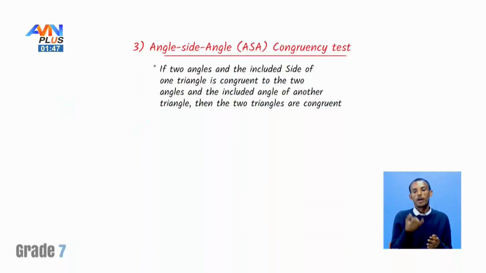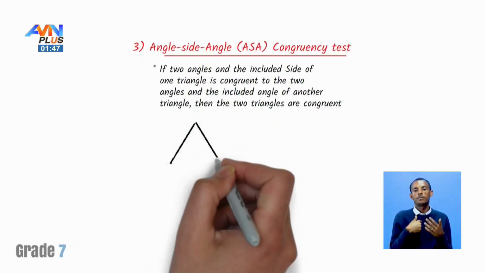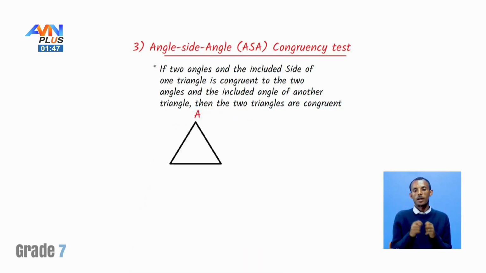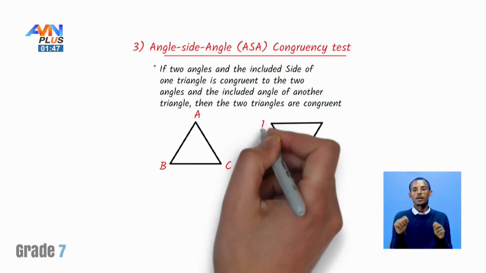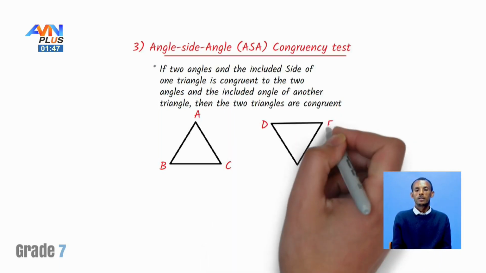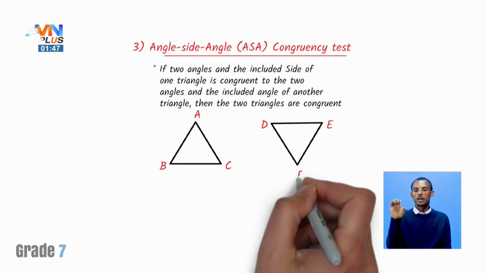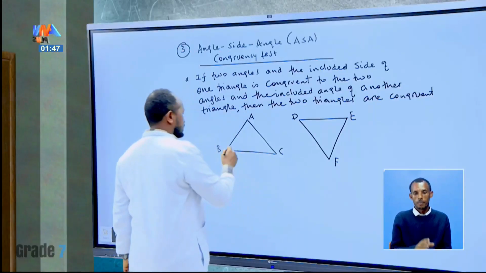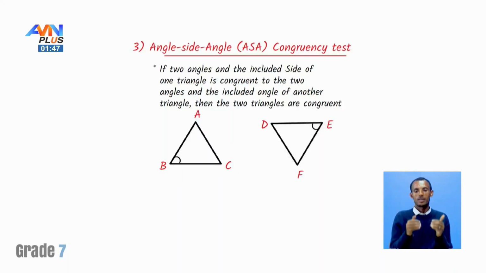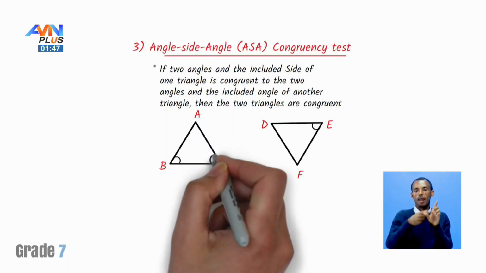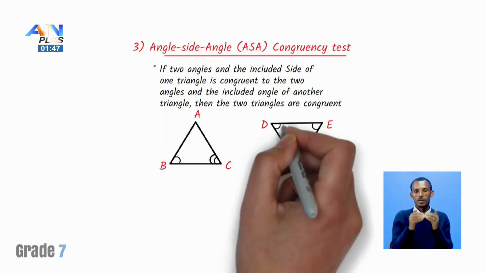Look, if you have this triangle ABC, and again, if you have here triangle DEF, if two angles of the two triangles are congruent, assume this angle is congruent to this one, and this angle is congruent to angle D.